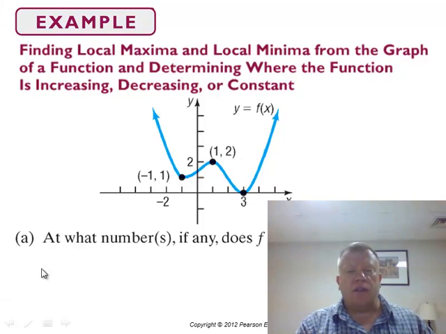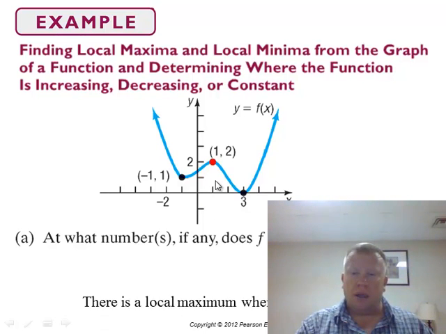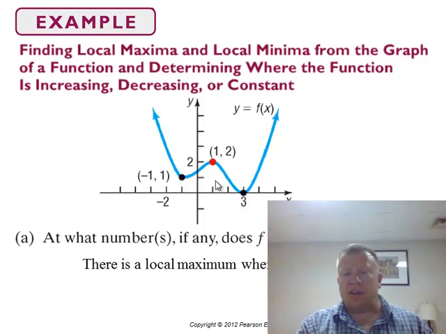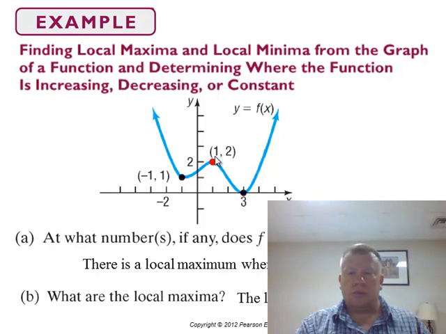So you need to answer the question, at what numbers, if any, does the function f have a local maximum? Well, at x equals 1, there's a local maximum of 2. There it is right here, and that maximum value is 2. You might see similar questions on the My Math Lab homework.